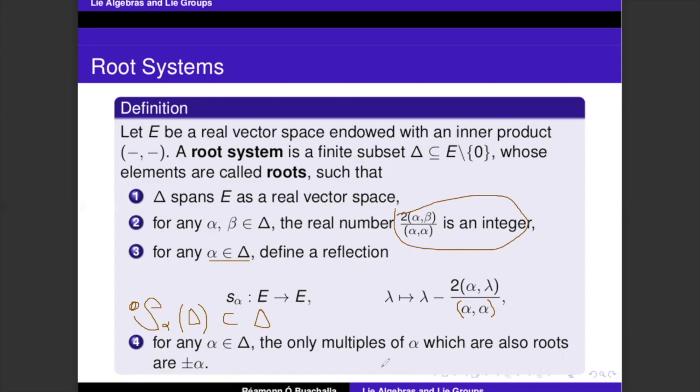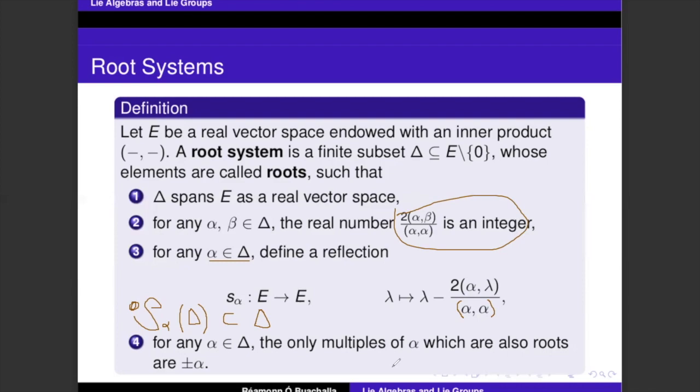And then finally, we have this condition, which says that the only multiples of any root alpha that you get inside the root system are plus and minus alpha. So there's no real scalar structure on this where you can multiply by any scalar you want. This is absolutely not true. You can only multiply by plus and minus 1. Of course it's not a subspace, because it's finite, but there's no scalar action here, just by plus and minus 1. So it's quite a finite thing.